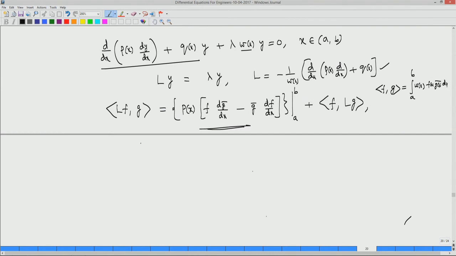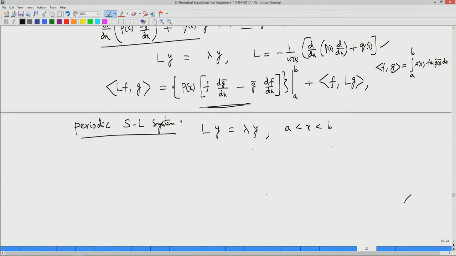So let us see in this second case, that is called a periodic system, a periodic Sturm-Liouville system. So I define this as Ly equal to lambda y, where x is between a and b. Now I give certain boundary conditions based on p of a equal to p of b. It is not regular, it is p of a equal to p of b, but they are not 0.